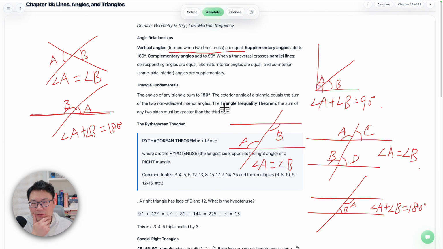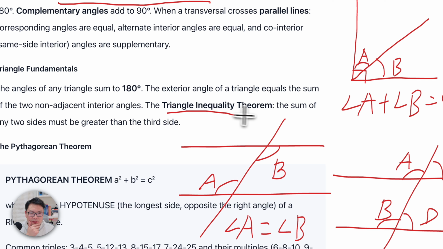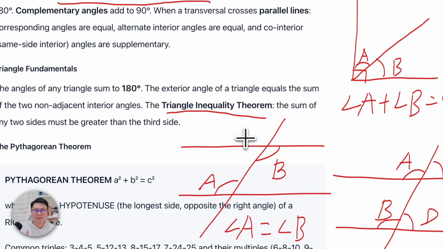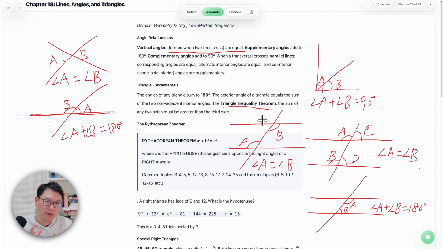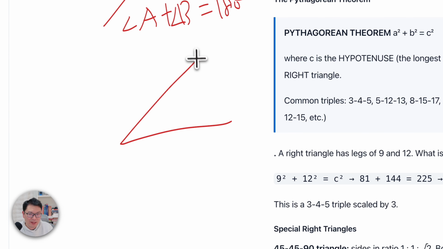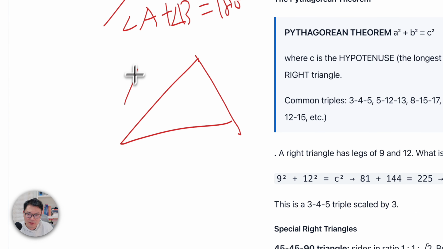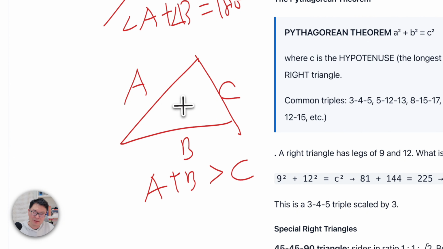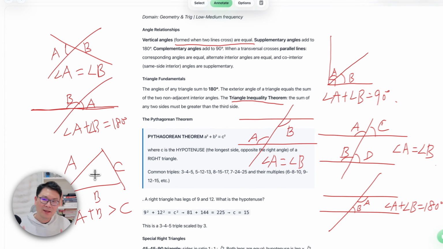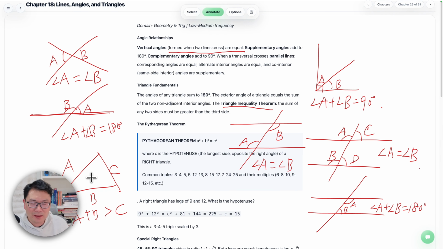And also you have the triangle inequality theorem. The sum of the lengths of any two sides is bigger than the third side. So whatever kind of triangle you have, A plus B is always greater than C, or B plus C is always greater than A, or A plus C is always greater than B. All right. And then actually there's another one: A minus B is always smaller than C.